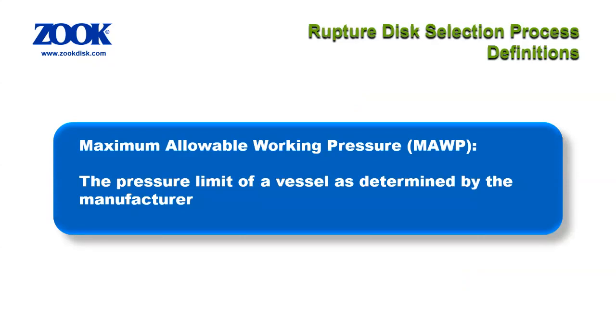So let me now go into the definitions to further elaborate the terms Gip just mentioned. Maximum allowable working pressure, or in short MAWP, is defined as the pressure limit of a vessel as determined by the manufacturer. If a rupture disc is used as the sole primary relieving device on a pressure vessel, the rupture disc burst pressure shall not be set greater than the MAWP.